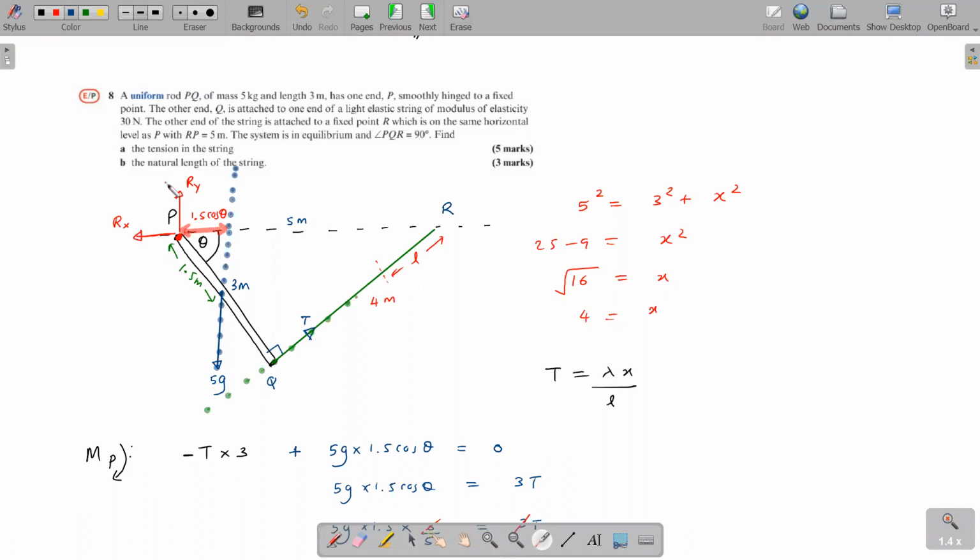Okay, guys, so let's move to part B. They ask you to find the natural length of the string. How do I get the natural length of the string? You can see here 4 meters is the complete length. Natural length is simply the L value that I want to find.